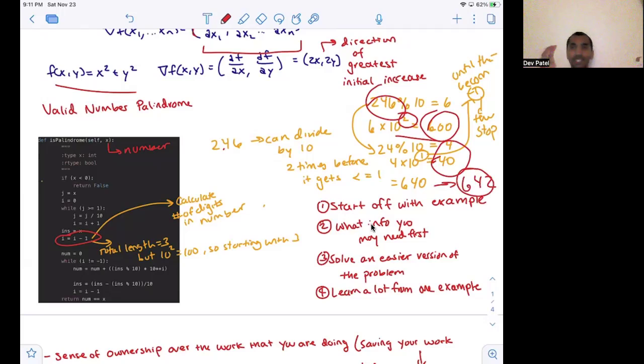So this is a pretty standard, simple question, but you can learn many different things from it. So first is starting off with an example.